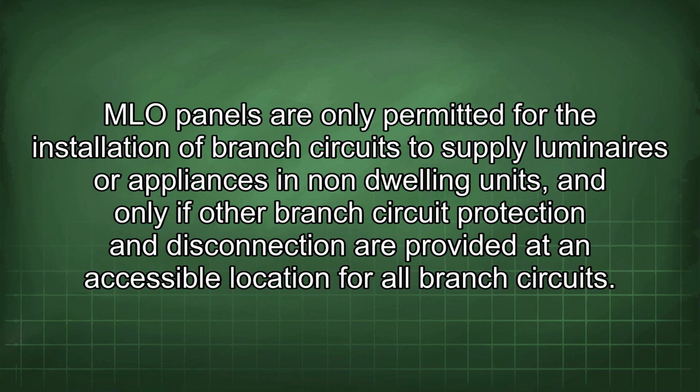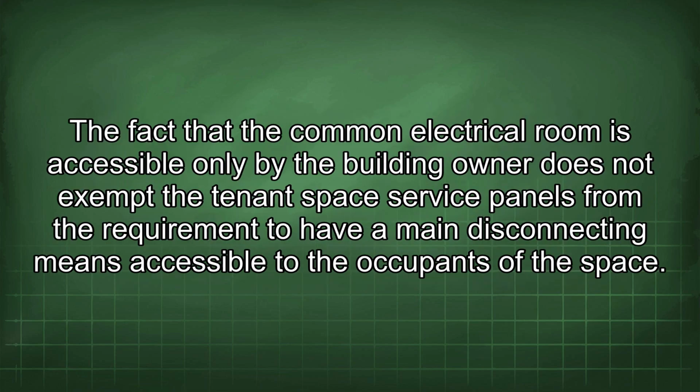MLO panels are only permitted for the installation of branch circuits to supply luminaires or appliances in non-dwelling units, and only if other branch circuit protection and disconnection are provided at an accessible location for all branch circuits. The fact that the common electrical room is accessible only by the building owner does not exempt the tenant space service panels from the requirement to have a main disconnecting means accessible to the occupants of the space.